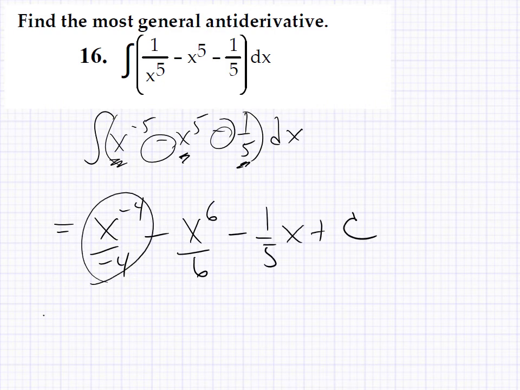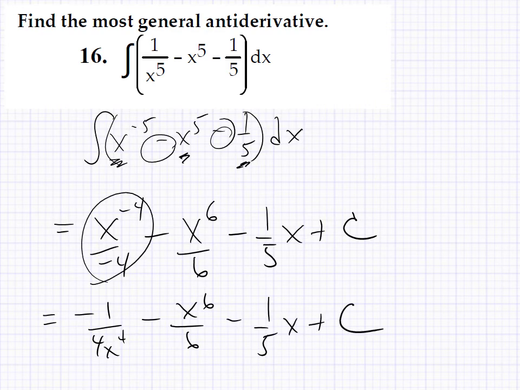We just fix this one up here. I'm going to write this as negative 1 over 4x to the 4th minus x to the 6th over 6 minus 1/5 x plus c. And we got our answer.